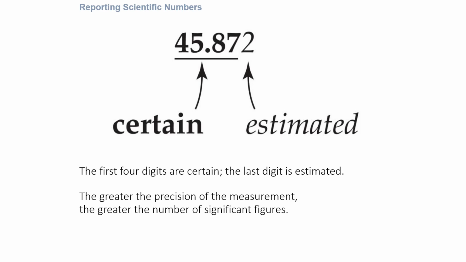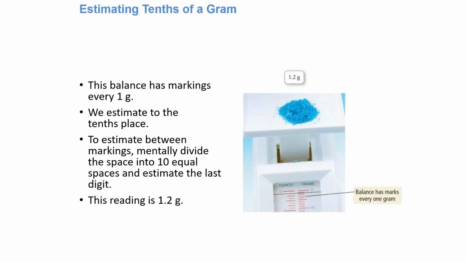The greater the precision of the measurement, the greater the number of significant figures. So the more decimal places that we can give in a measurement, the more precise that measurement. This balance has markings every 1 gram. We estimate to the tenths place. So to estimate between the markings, mentally divide the space into 10 equal spaces and estimate the last digit. The reading is 1.2 grams.